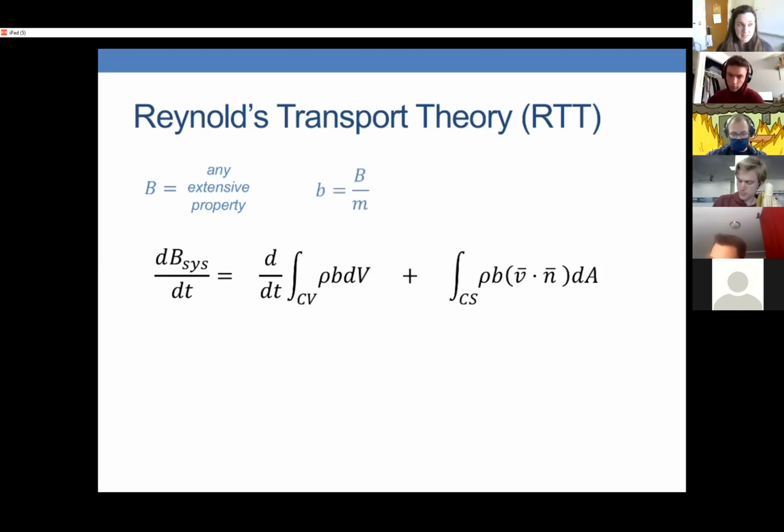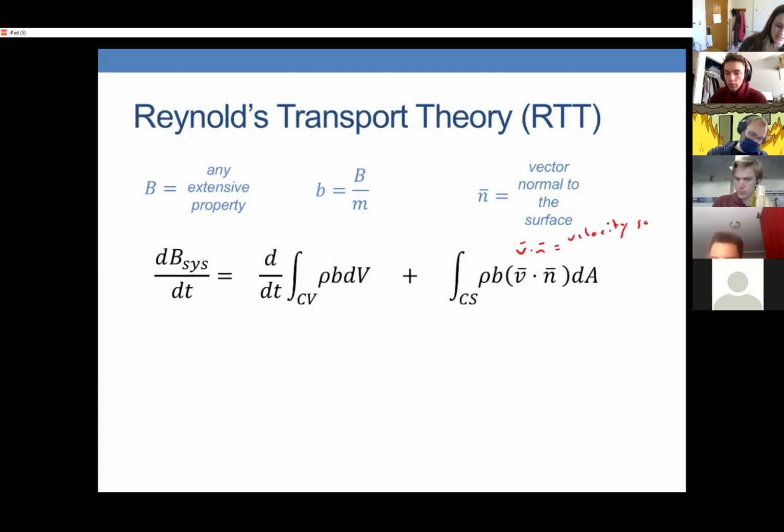So then little b is just big B over M. And n, with this bar on it, is a vector normal to the control surface. The important thing there is that V dot n is just math speak for velocity going in and out of the surface. So that's what that means.